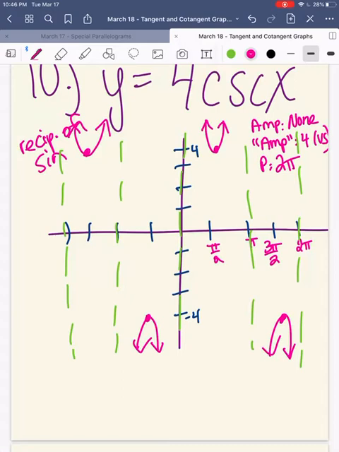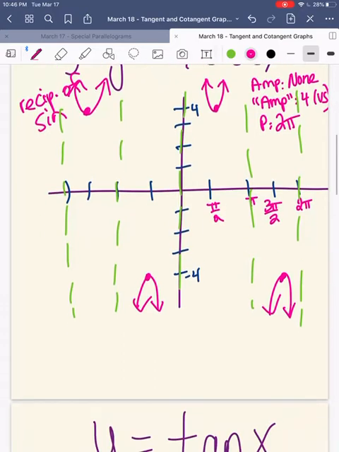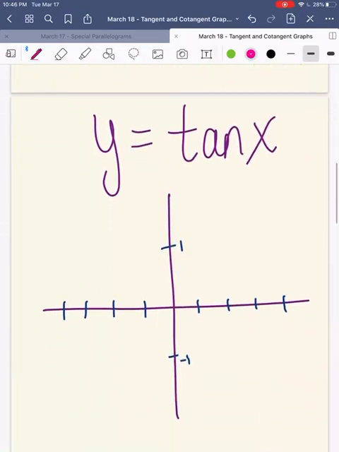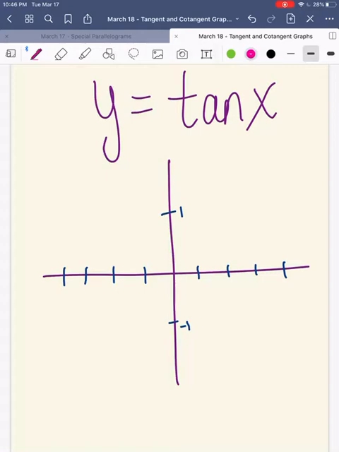Okay, so those should be your homework ones. Now we're going to go to the new stuff. We're going to learn the last 2 graphs, which are tangent and cotangent. They also have asymptotes. You're just going to kind of have to trust me.